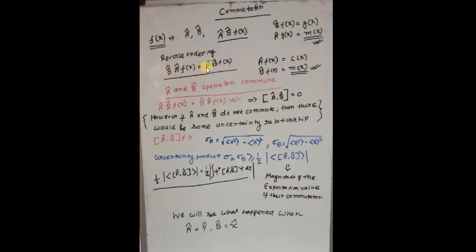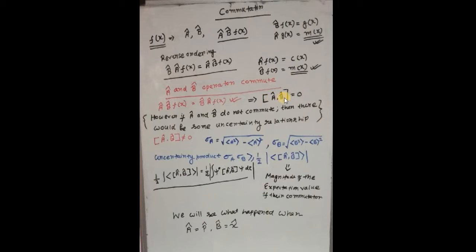So both orderings of the operators will give the same result. Then we can say that this A operator and B operator commute with each other. In that case we can say that A operator B operator f(x) is equal to B operator A operator f(x), or we can express this in shorthand: the bracket [A, B] will be equal to 0. So their commutator can be expressed as A operator B operator minus B operator A operator. Their commutator will be equal to 0 if the A operator and B operator commute with each other.